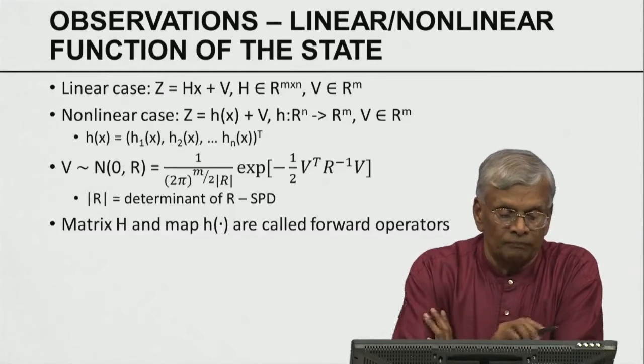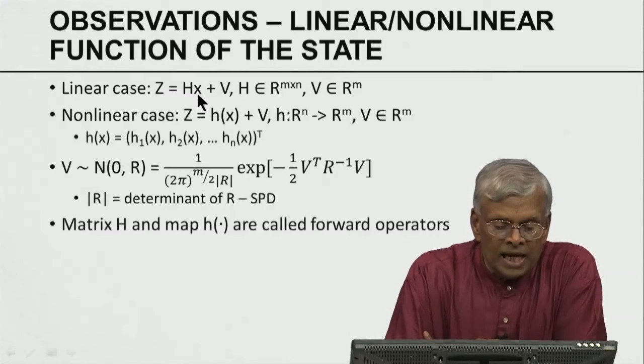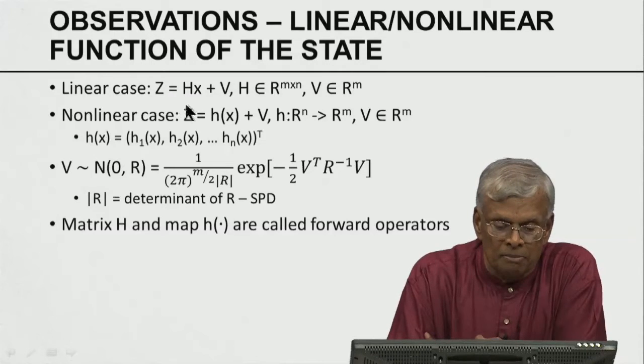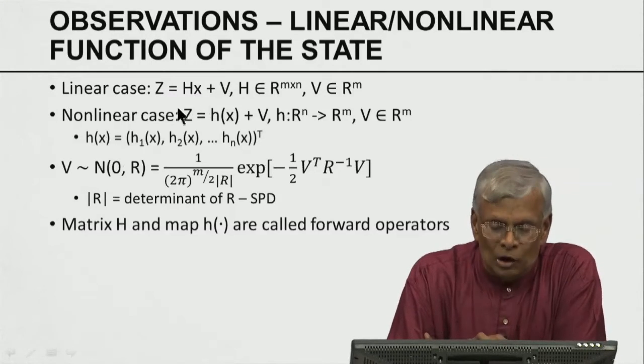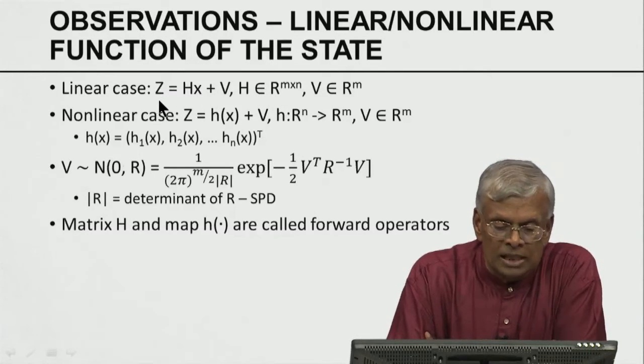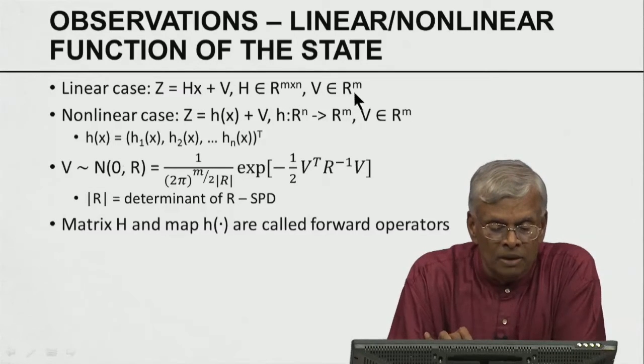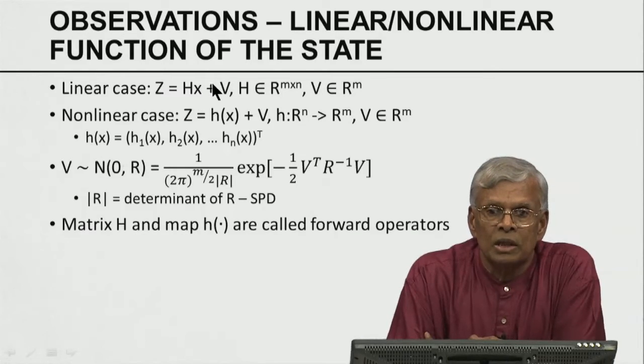In the linear case, let us take an example. X is a state of a system, state vector we already talked about. Z are the observations. Z is equal to H times X plus V. V is the observational noise vector. If the observations are perfect, V will be 0. If V is not 0, the observations are imperfect, in the sense they are noisy. Here H is a matrix. X is an N vector. Z is an M vector by our definition. H is a matrix of size M by N. V is a vector of size M. V represents the observation noise.